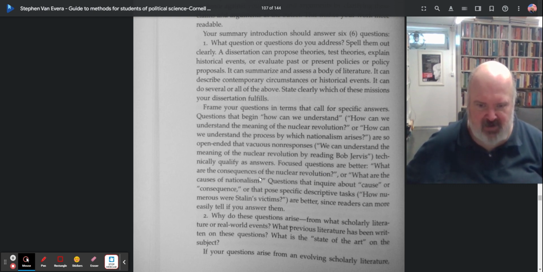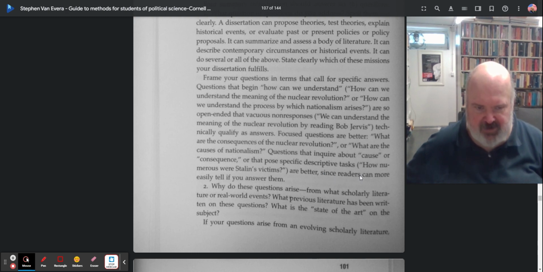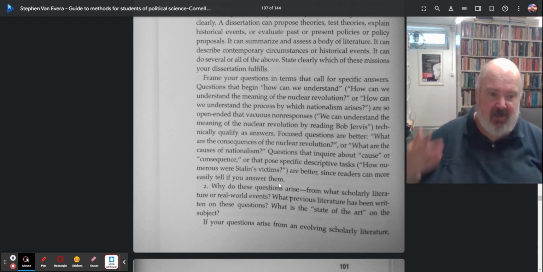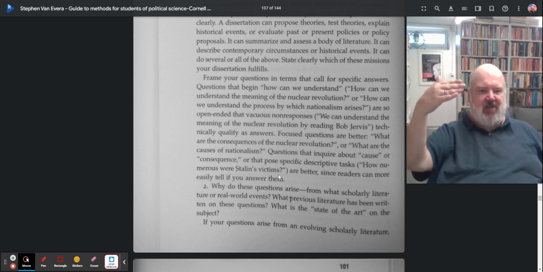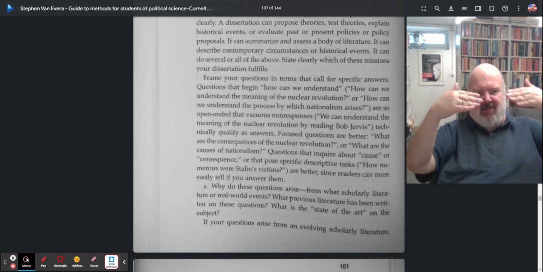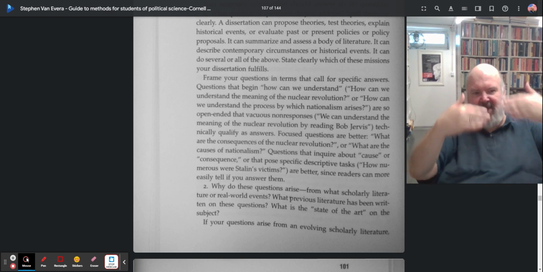Focused questions: What are the consequences of the nuclear revolution? What are the causes of nationalism? Questions that require cause or consequence, or that pose specific descriptive tasks, like how numerous were Stalin's victims, are better since readers can more easily tell if you answer them, right? So the question needs to be such that you can know that the answer is an answer, right?